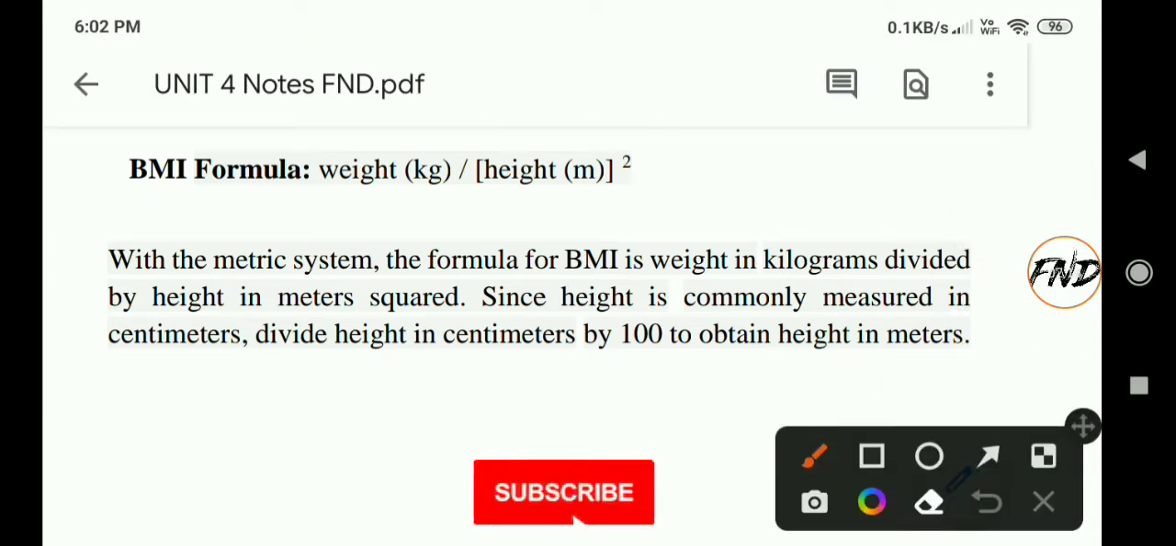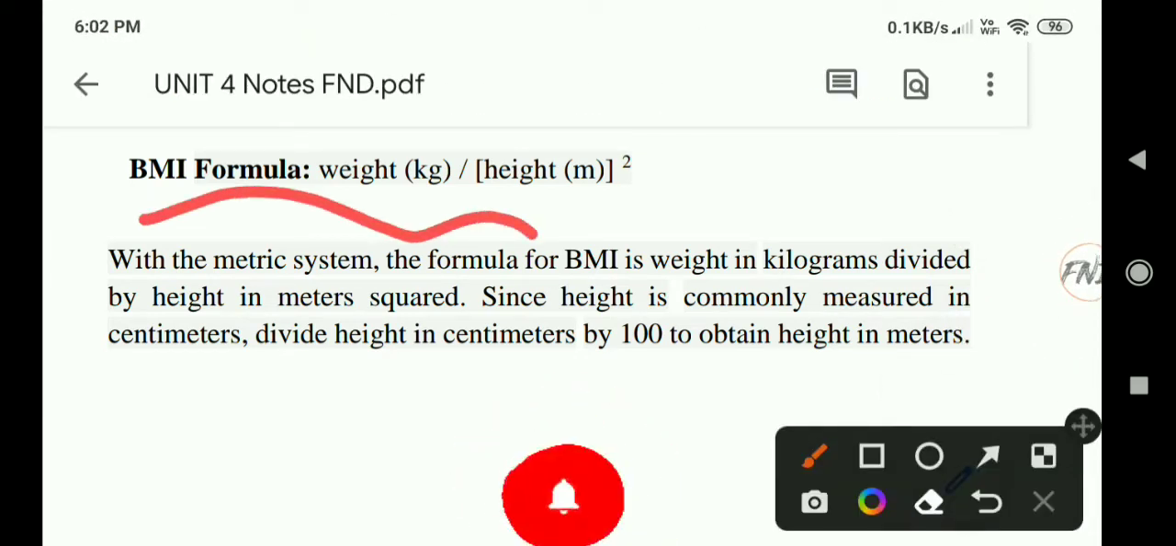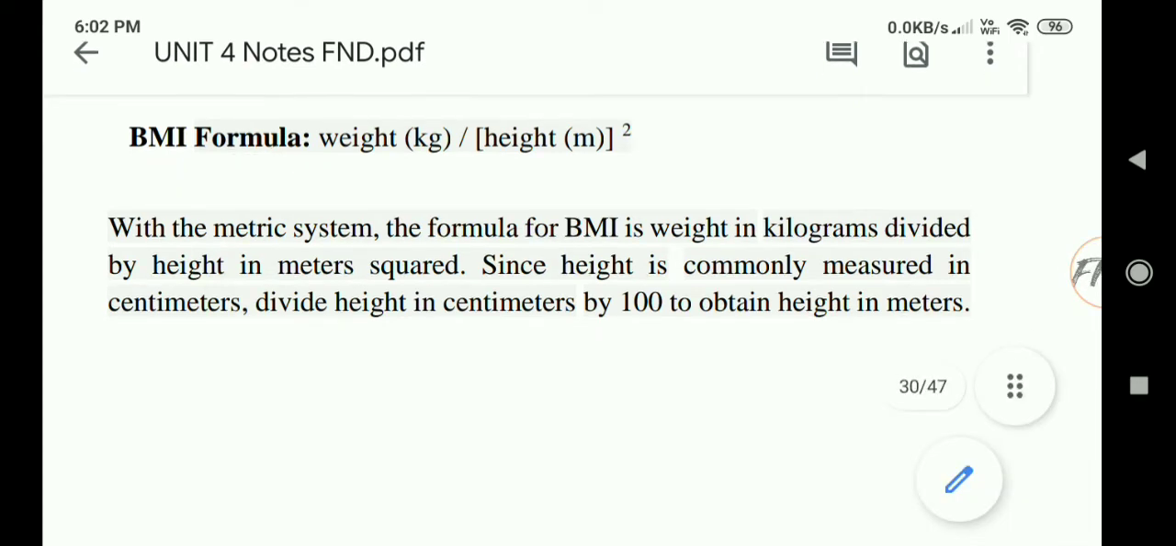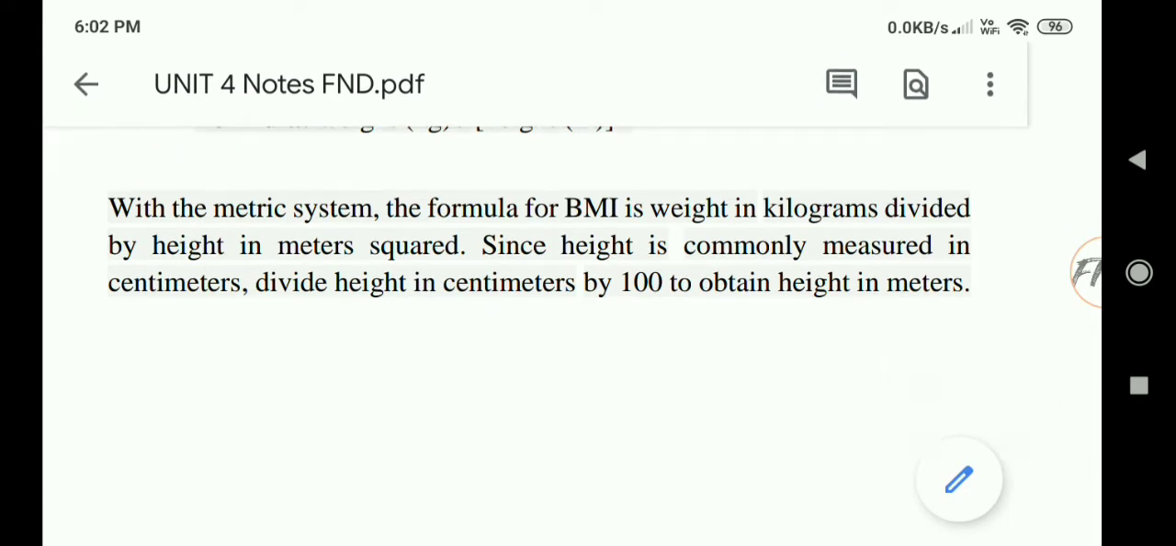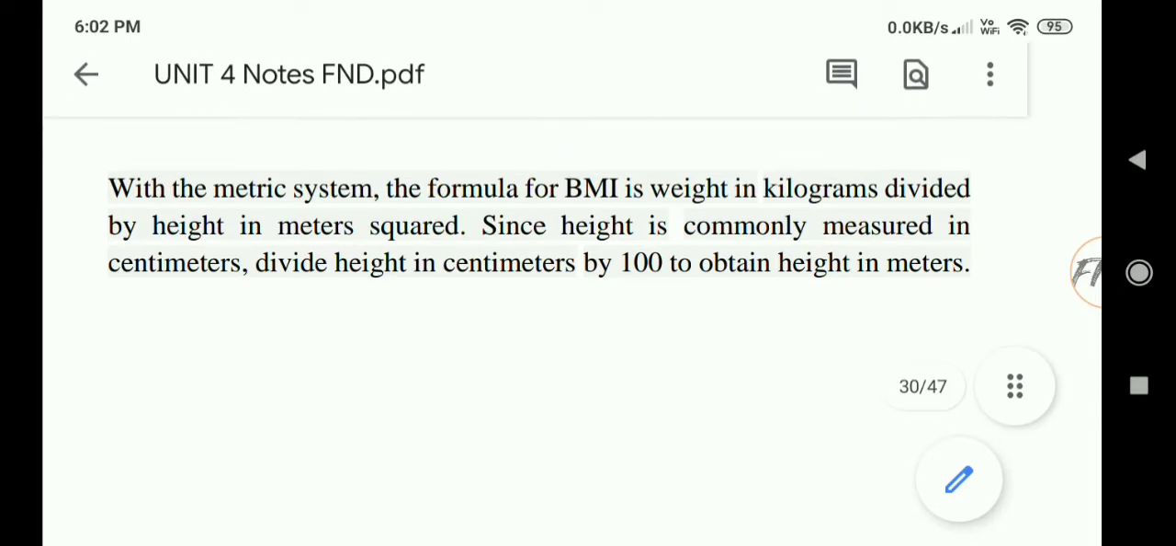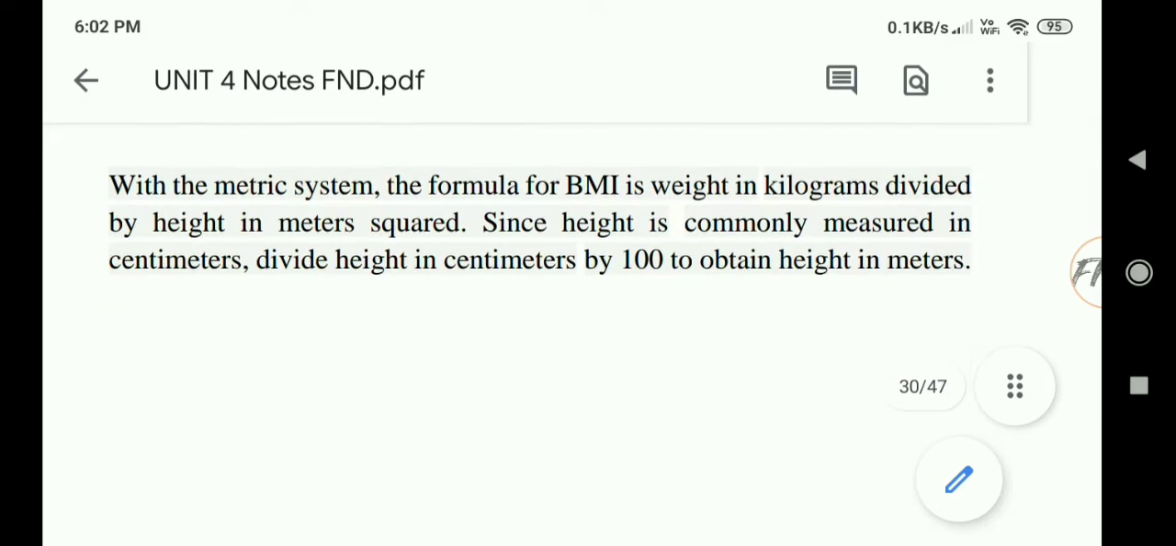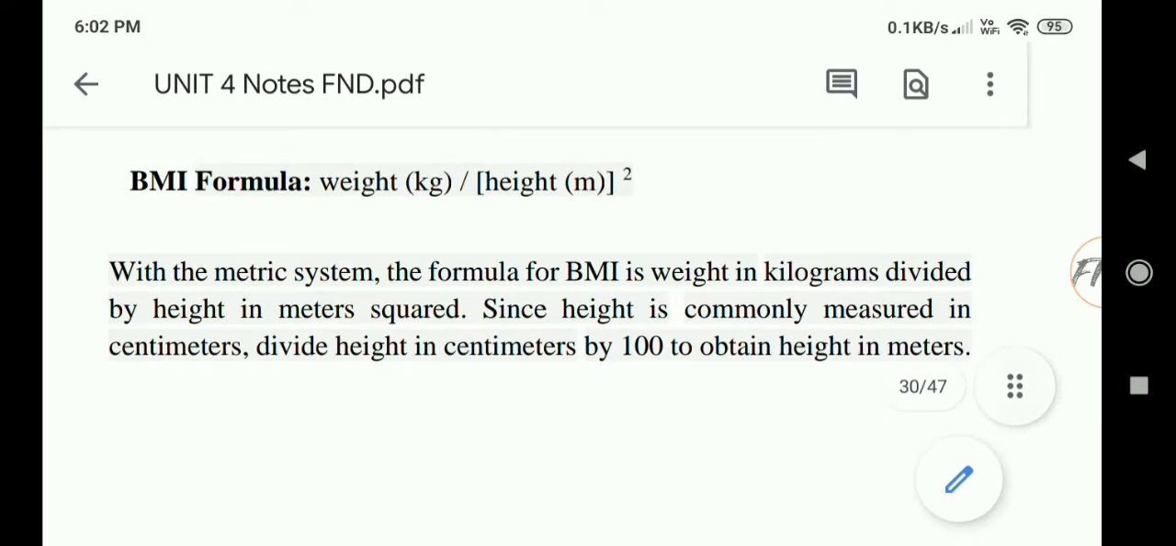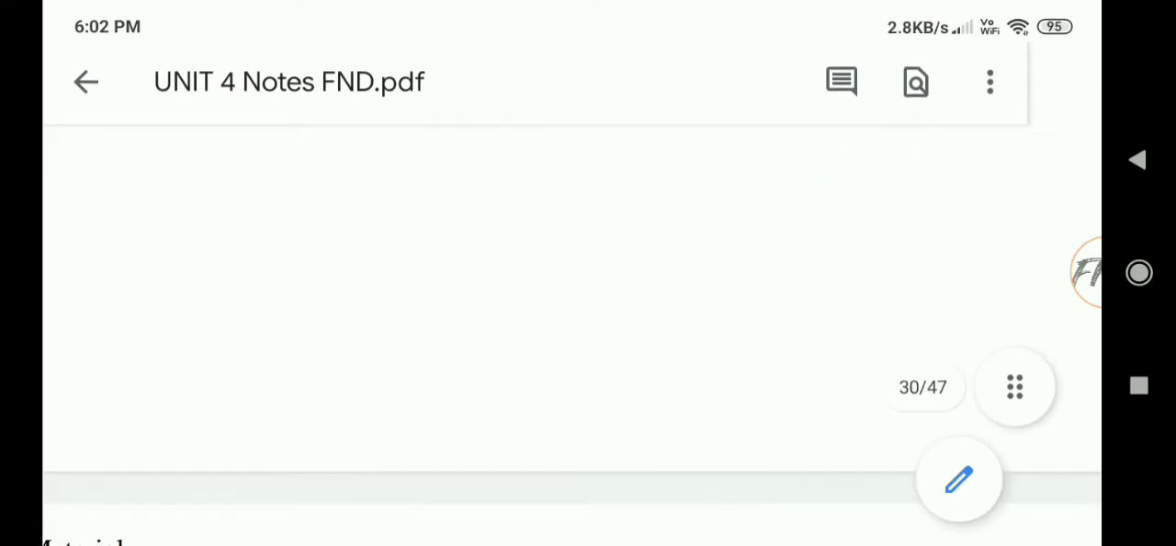So this is the formula of BMI: weight divided by height in meters squared. With the metric system, the formula for BMI is weight in kilograms divided by height in meters squared. Since height is commonly measured in centimeters, divide the height in centimeters by 100 to obtain the height in meters. So this paragraph only talks about conversion of centimeters to meters.